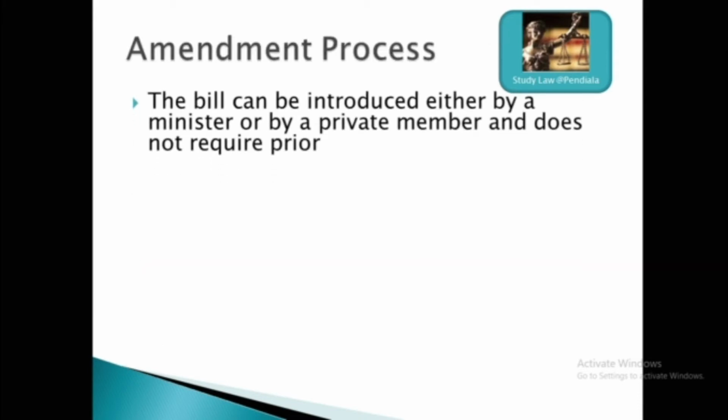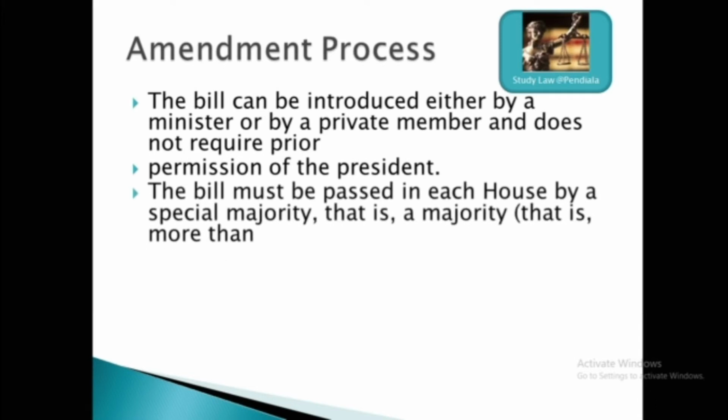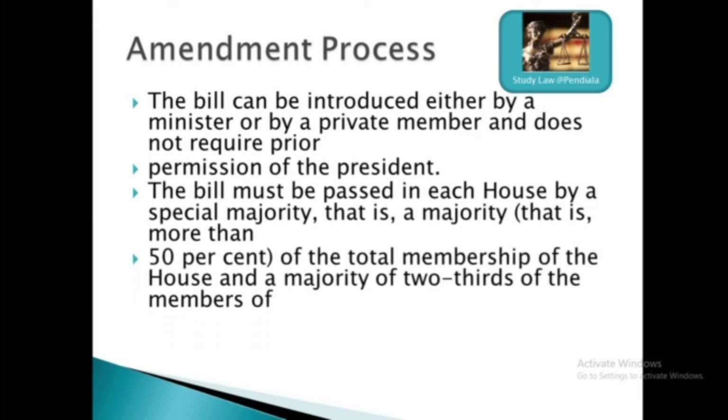This bill can be introduced either by a minister or a private member and does not require prior permission of the President. The bill can be straight away introduced through the government or any other member. It may be an opposition party or a private member. The bill must be passed in each house by a special majority, that is, a majority of more than 50% of the total membership of the house and a majority of 2/3 of the members of the house present and voting.